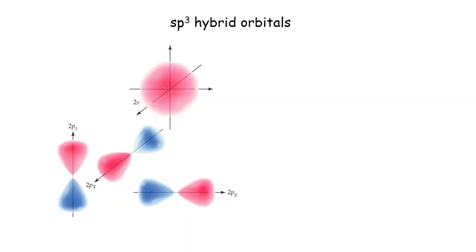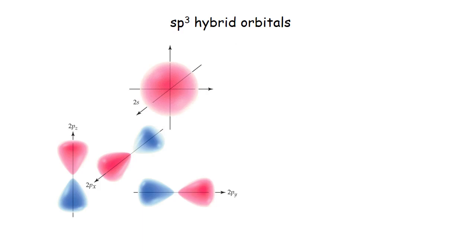So let's look at sp3 hybrid orbitals first. There are 3 different kinds of hybrid orbitals that we are going to talk about. There are 3 different kinds that are relevant to carbon, which you're going to talk about all next year. Carbon is going to be sort of the whole shebang in organic chemistry.